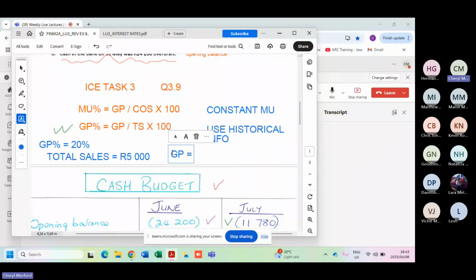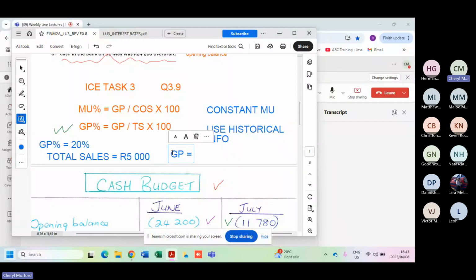If we know that the gross profit percent is 20%, and we know that sales, let's say, is 5,000, what is the GP? How are we going to find it? Ma'am, you're going to take the total sales and multiply it by the gross profit percentage. Of course, yes, so easy.